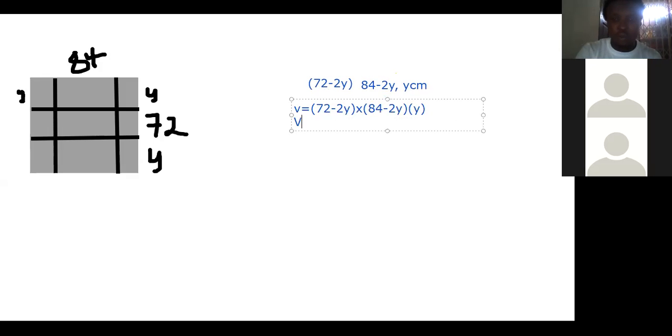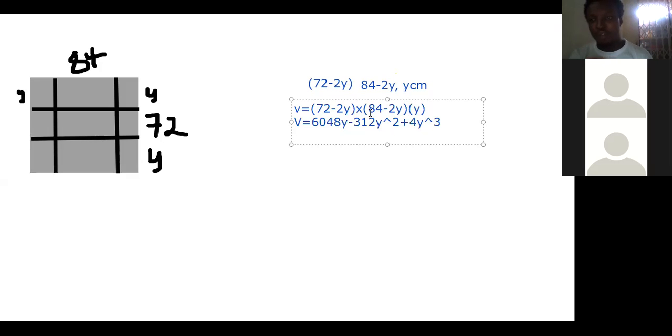Now when we multiply it, what will be the volume of the cuboid? Someone should do the math and let me know. I'm going to get 6048y minus 312y squared plus 4y cubed. So that's what we are going to get. Now from here, we can do our mathematics.